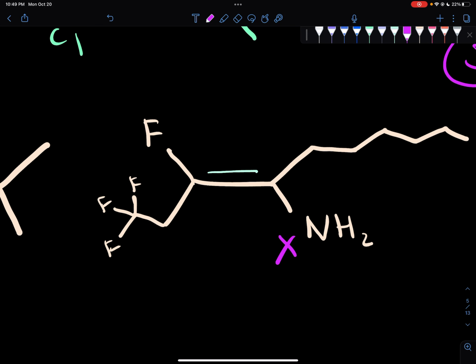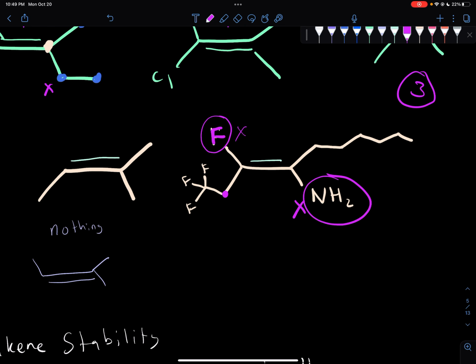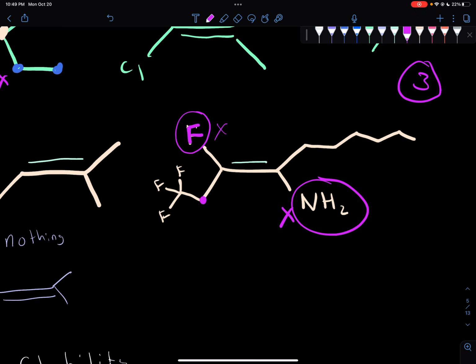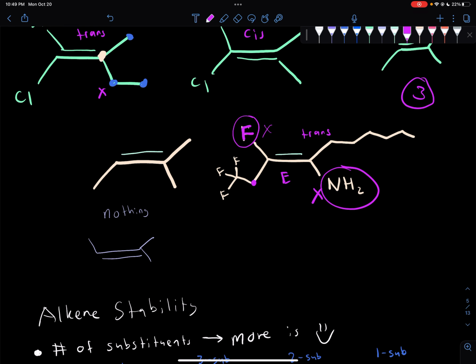What about the left side? This is larger, right? It has a lot of fluorines, but remember, just look at what you're directly connected to. I'm directly connected to a fluorine versus a carbon. Fluorine is bigger, so these are our priorities for each carbon. So this is opposite sides. This will be E or trans. So that's how you deal with this.